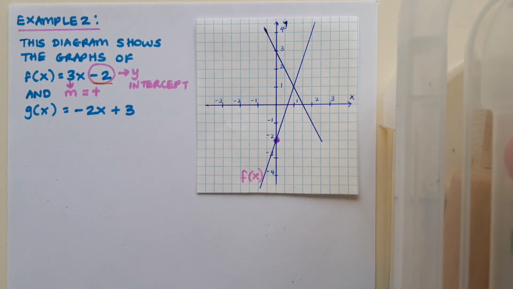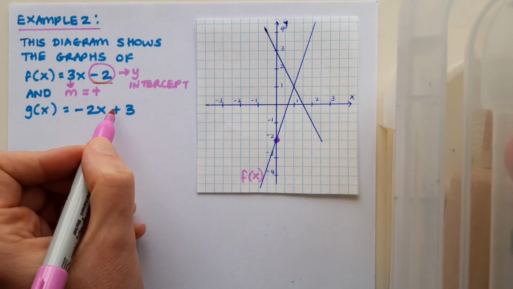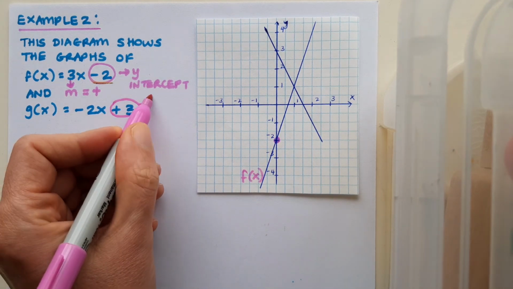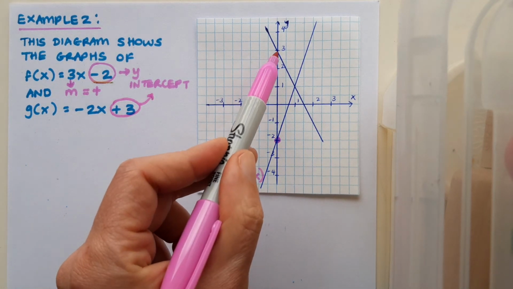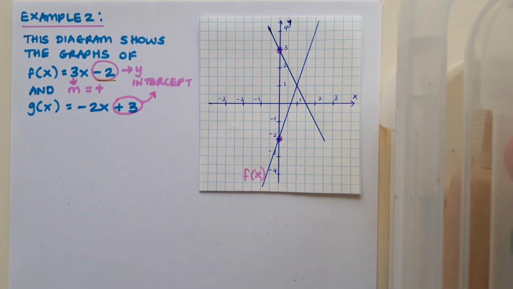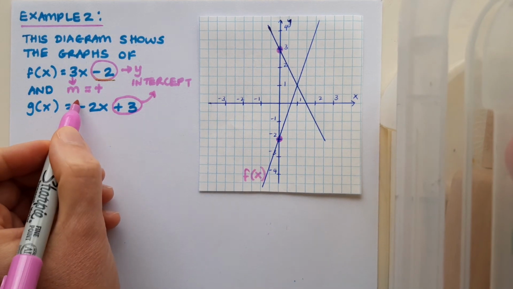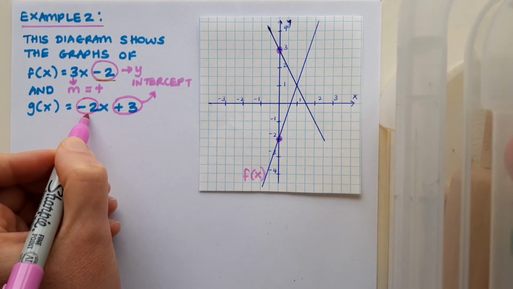Is the other line definitely representing g of x? Well, let's just look at the same features and double check. Again, the number at the end here is the y-intercept. So let's see, is this other line going through 3 on the y-axis? Yes, it is. And note that in its equation, the slope is a negative value.